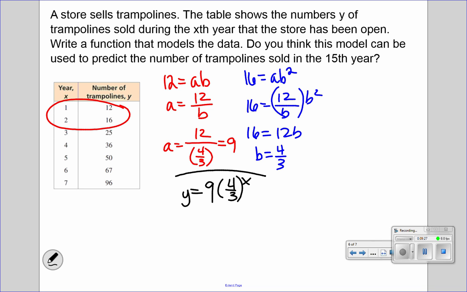Now it is possible to predict the number of trampolines sold in the 15th year, but it's really not logical or probable because when you're a business, you don't keep on selling more and more and more trampolines. So for the 15th year, it is a little too far out to predict, so no, you can't use the model to predict the number of trampolines sold in the 15th year.